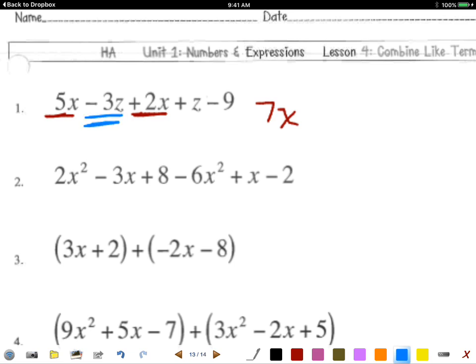Well, there's a negative 3z and a positive 1z. So the way you say this is you say negative 3 plus positive 1z. That's a 1 in front, even though we don't see it. It's a 1. So negative 3 plus 1 would be what? Negative 2. So negative 2z. And then that minus 9, there's nothing to combine that with. So we're just going to put minus 9 at the end. That's called a constant. A number without a variable is a constant.